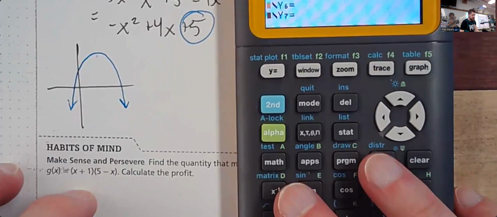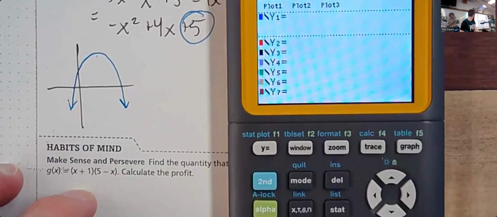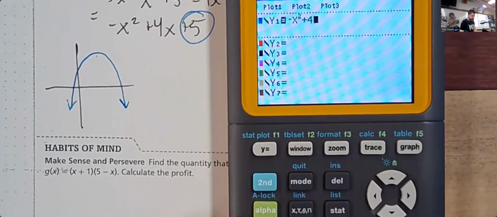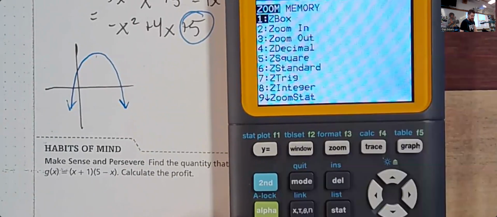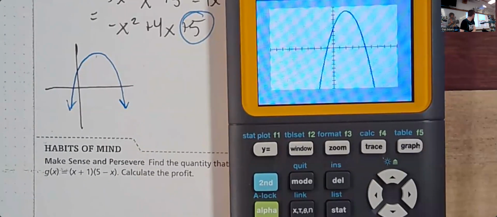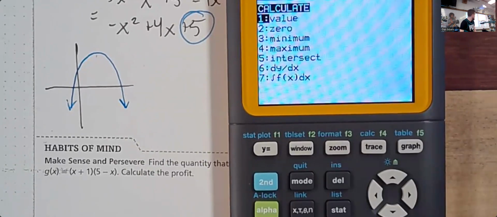All right. So we're going to start with negative x squared plus 4x plus 5. And I'm going to change my window because I know my window is a little bit different. So here we go. Here comes the graph. And in that window, I can actually see where the vertex is. If we want to figure out where the vertex is, somebody remind me, what do we have to do? Second trace to get to the calculation menu. And are we calculating a minimum, a maximum, a value, a zero, an intersect? What are we doing? Maximum, yeah.